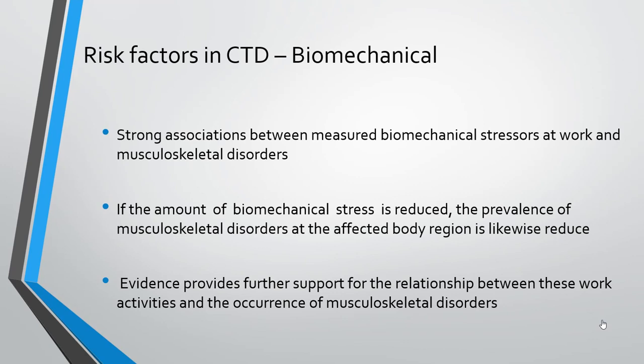Let's look at some of the risk factors in cumulative traumatic disorders. The first is biomechanical. The studies have found strong associations between biomechanical stresses at the work and musculoskeletal disorders. There is compelling evidence from numerous studies that as the amount of biomechanical stress is reduced, the prevalence of musculoskeletal disorders at the affected body region is also likewise reduced. This evidence points further support for relationship between work activities and occurrence of musculoskeletal disorders.